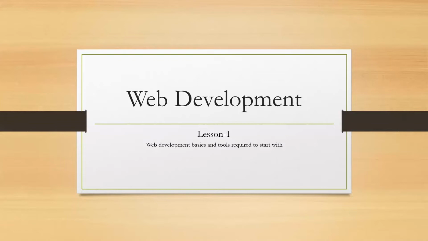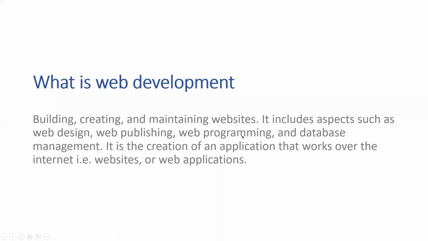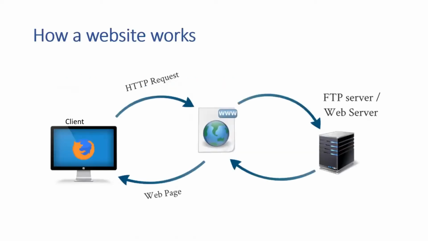So let's get started. Before we go any further, let's learn what web development is and how a website works. So what is web development? This is basically the process of building, creating, and maintaining web pages that are stored in a server to be accessed by the user. There are two nodes in the internet. One is called the client, the one that is accessing the information. And the one that is providing the information is called a server.